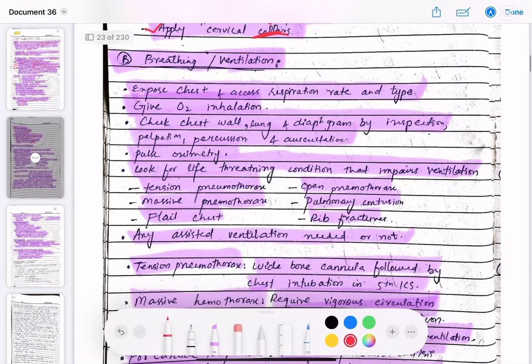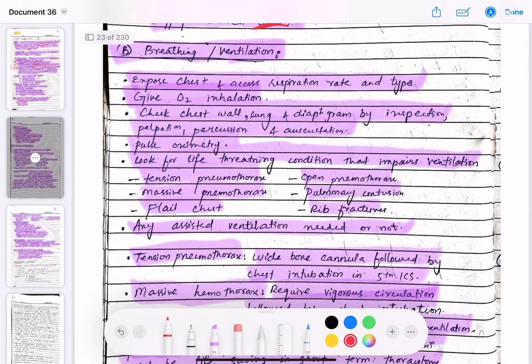Now for breathing or ventilation, expose the chest and assess respiration rate and type. Give O2, then assess the chest wall, lungs, and diaphragm by inspection, palpation, percussion, and auscultation. Then do pulse oximetry.